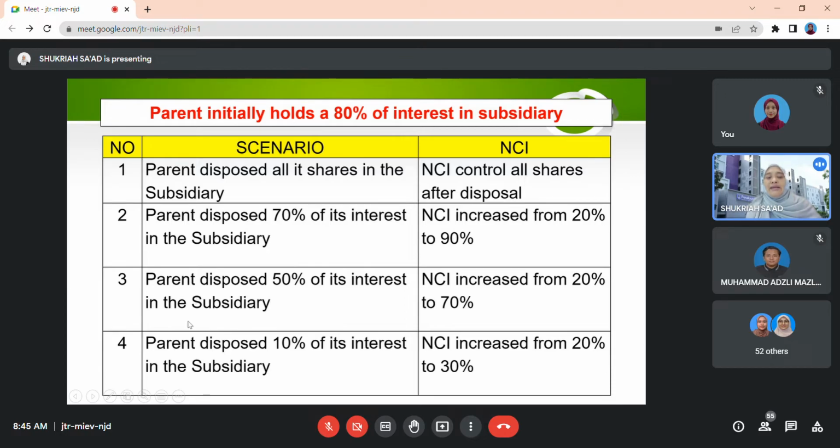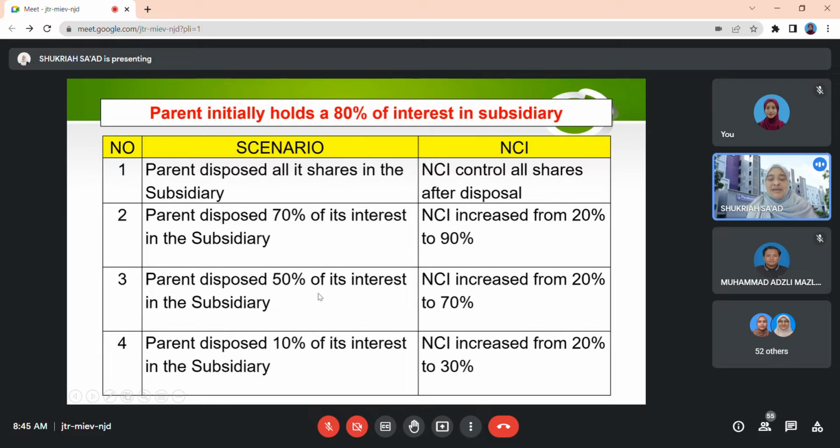Scenario 3, okay, the third scenario, parent disposes half, 50%, out of the existing percentage, 80%. So now the controlling interest here is only 30%. Initially, the relationship between parent and subsidiary was parent and subsidiary. Now, because the parent disposes 50%, the relationship becomes associate. From subsidiary to associate, because the percentage here is only 30%. So NCI becomes 70%.